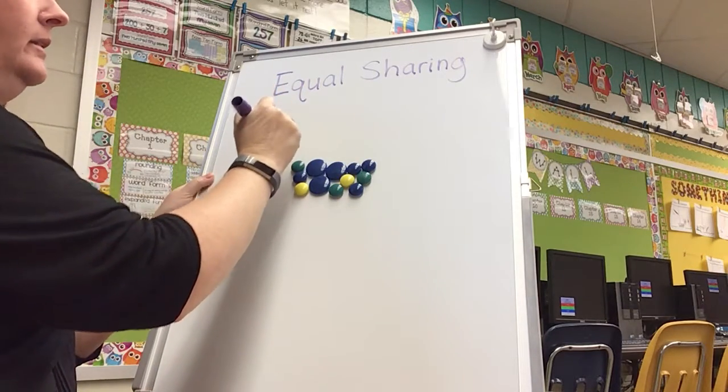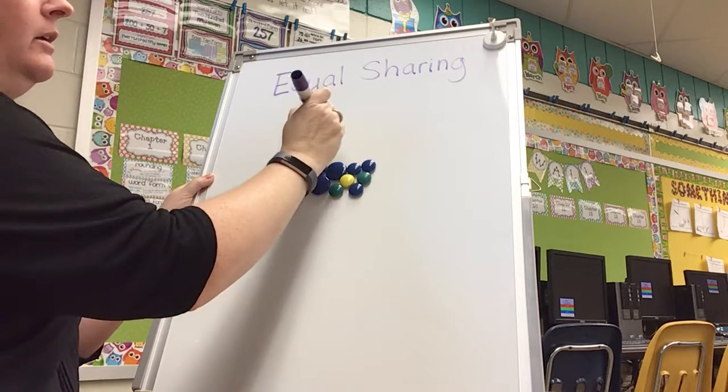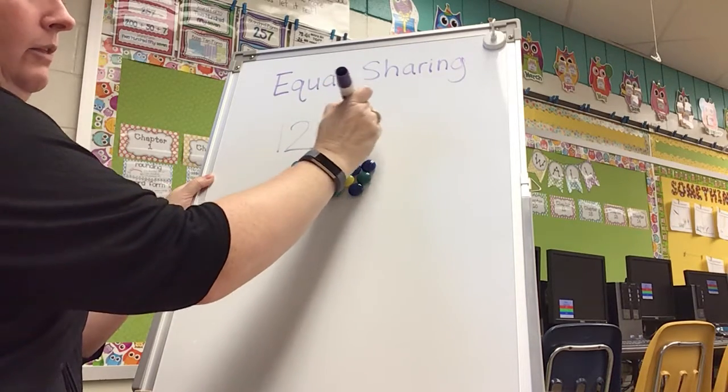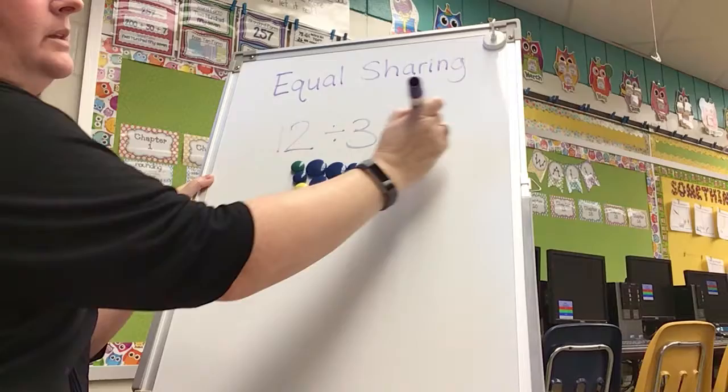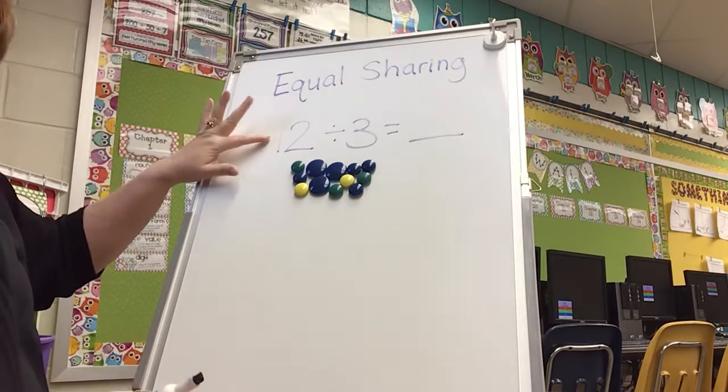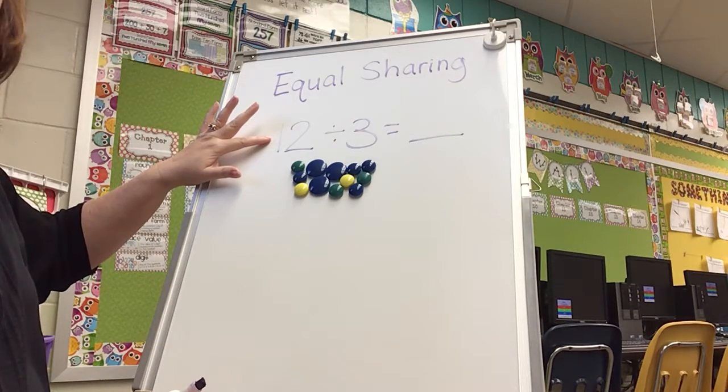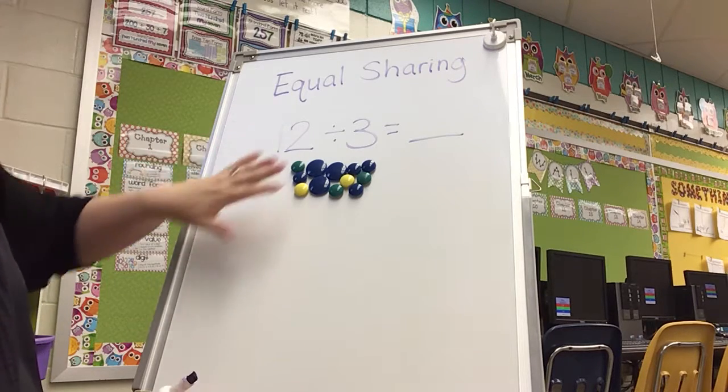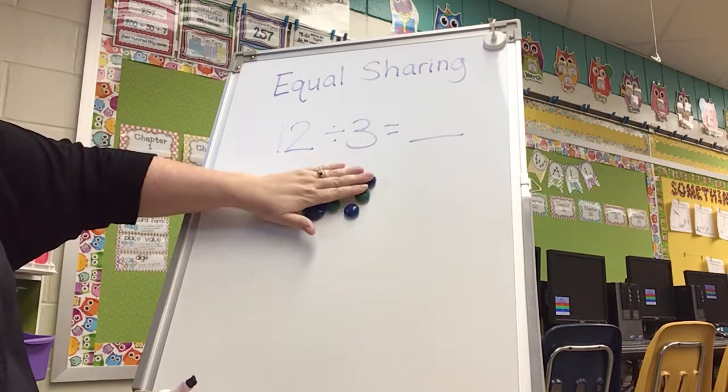So let's say that we had this problem. 12 divided by 3 equals blank. Our first number, the dividend, is the number of counters that we are going to start with. So we're starting with 12 counters. On my board I have 12 magnets.